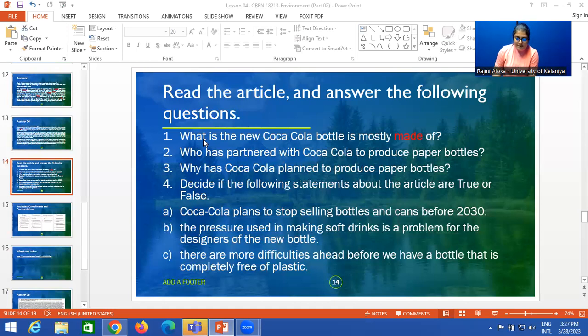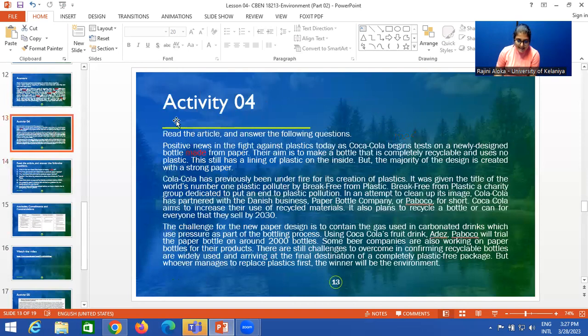Okay, let's discuss. So as I said, what is the new Coca-Cola bottle made of? We'll take made as the keyword. That is what we are looking for. Coca-Cola, where it was, what is it made of? So we found the word already here and we'll read it. Positive news in the fight against plastic as Coca-Cola begins tests on a newly designed bottle made from paper. So it is made from paper. Okay, that is the answer.